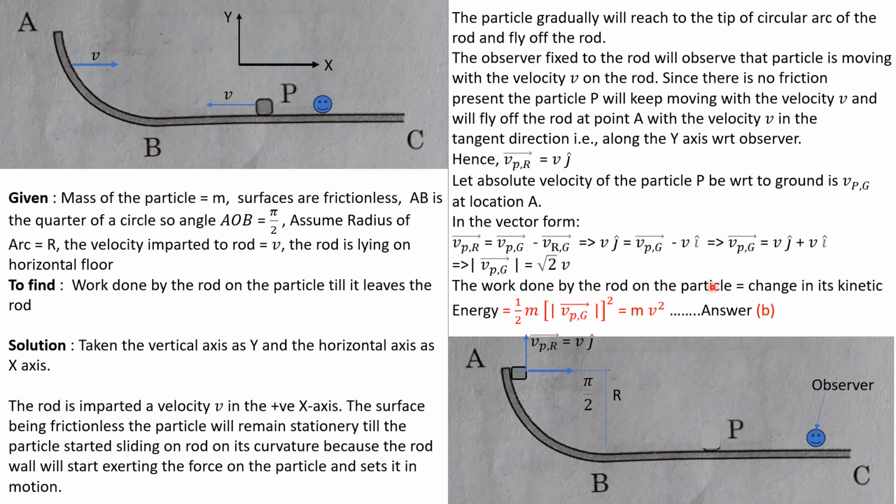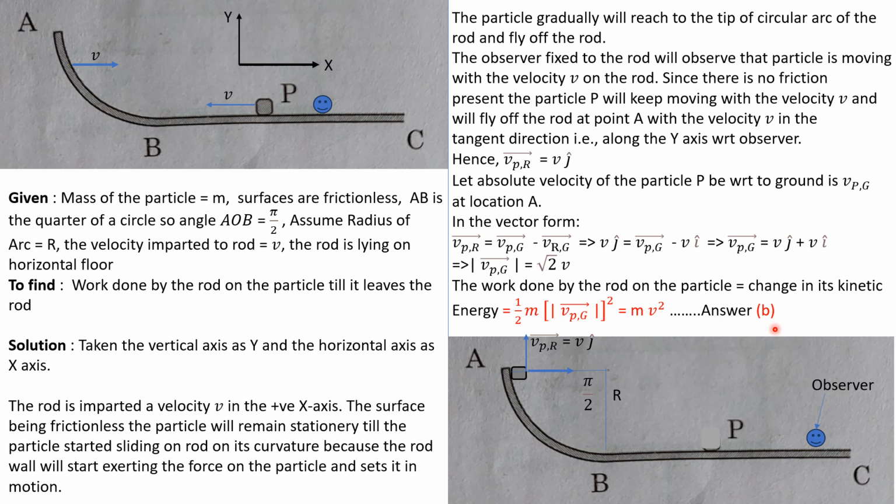Therefore, the work done by the rod on the particle will be the change in its kinetic energy, and that is equal to half into m into the absolute velocity of the particle squared. Absolute velocity of the particle is the modulus of velocity of particle with respect to ground. Upon putting the value of velocity of particle with respect to ground from this, you will finally get mv square. In the choices, mv square is given in B, so the answer will be B.